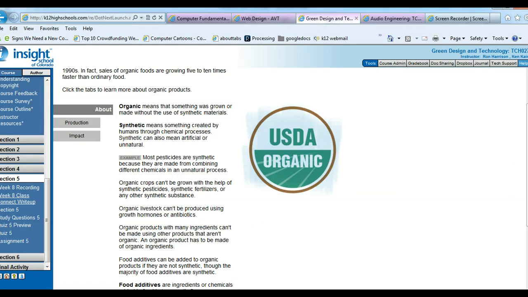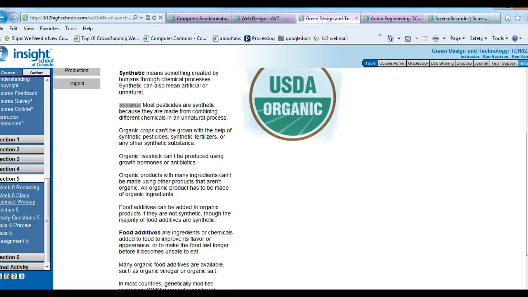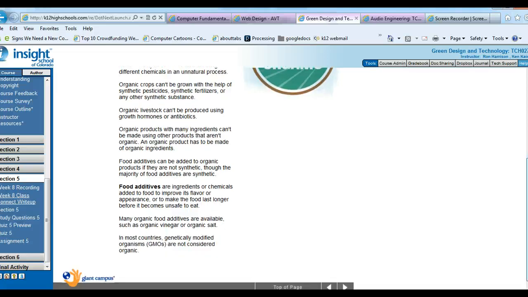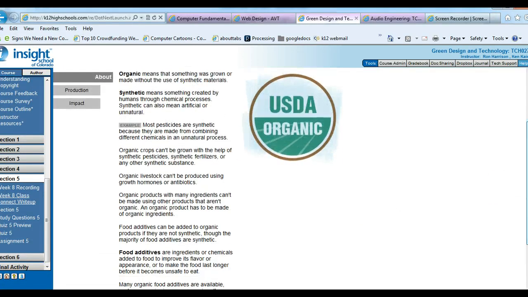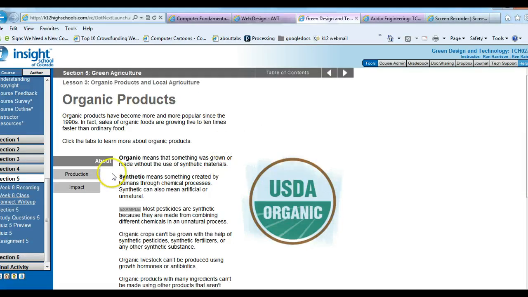And a lot of people like that because you don't have those chemicals and you're just eating the natural product. Now the thing about the organic, as you start to read some of this information, is that they end up costing, generally they cost a lot more.